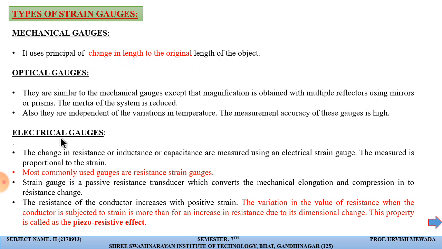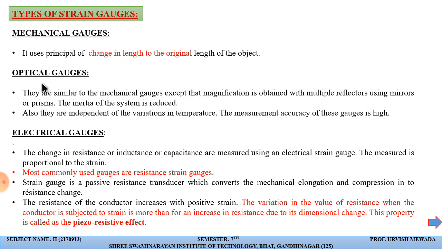Now, the optical strain gauge. This term is related to light. Generally, they are similar to the mechanical gauge, except that magnification is obtained with multiple reflectors using mirrors or prisms, and this gauge is independent of variation in temperature. So temperature doesn't affect it. The measurement accuracy of this gauge is very high.